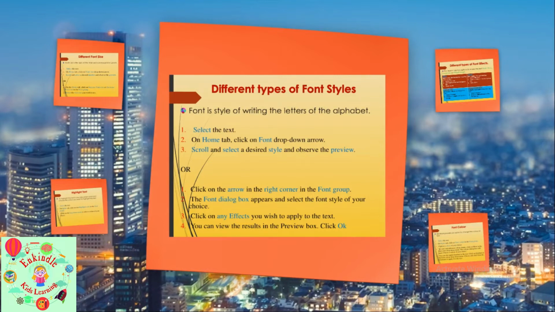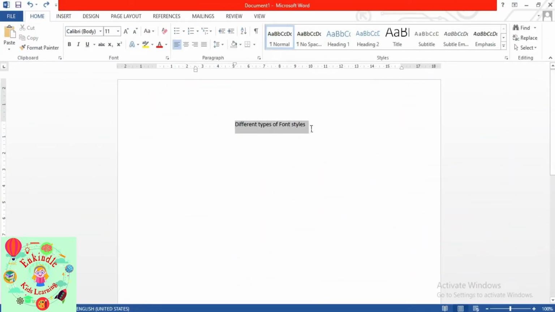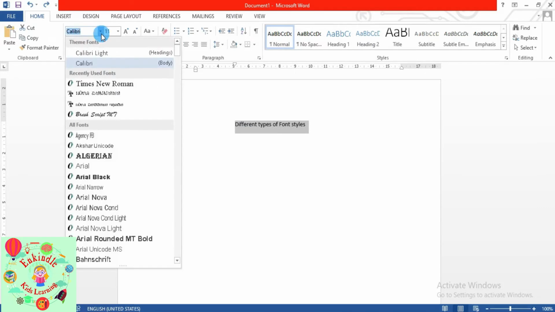Now let's look into the different font styles and how to apply it in detail. First, select the text. On the Home tab, click on the font drop-down arrow. Scroll the mouse on different fonts and observe the preview in the selected text.